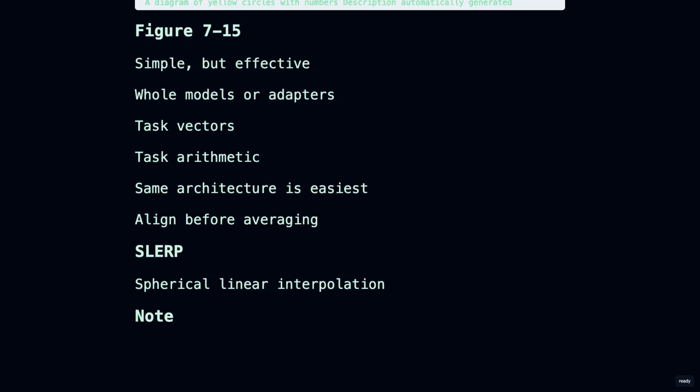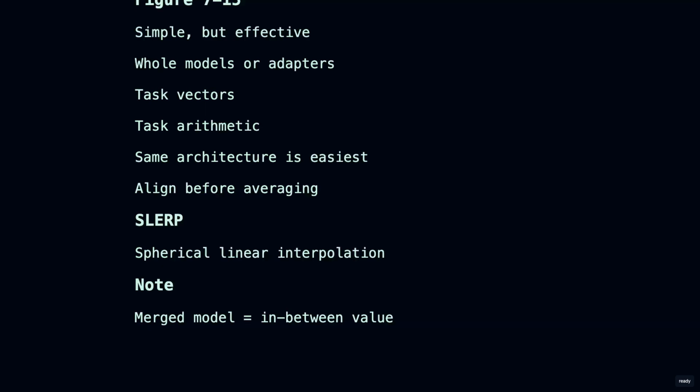Before we continue, remember what interpolation means: estimating an in-between value from known endpoints. In merging, the endpoints are the source models, and the merged model is the in-between result. Linear averaging is one interpolation method, and SLERP is another. Both are ways to choose a point between two model representations.